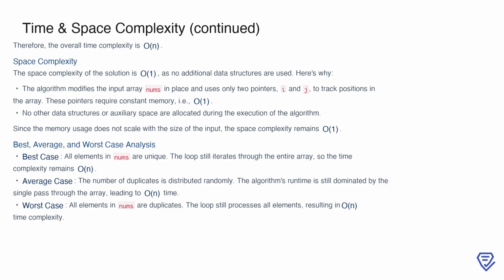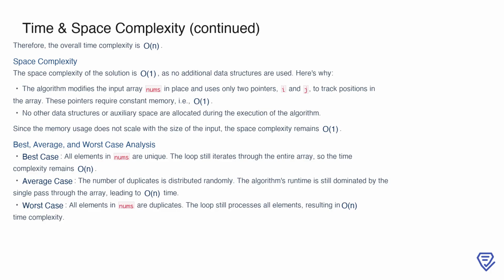Now, let's discuss the space complexity. The space complexity of this solution is O(1), because the algorithm does not use any additional data structures. Instead, it modifies the input array nums in place. It only requires two pointers, i and j, to track positions within the array, and these pointers consume constant memory, O(1). No auxiliary space or additional lists are allocated during this process, which means the memory usage remains fixed regardless of the size of the input.